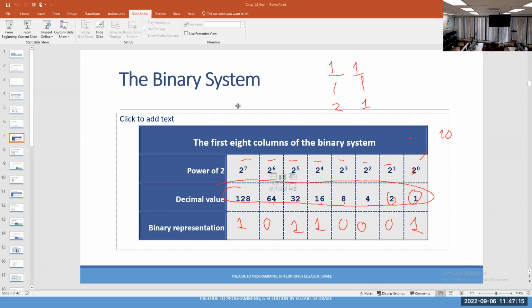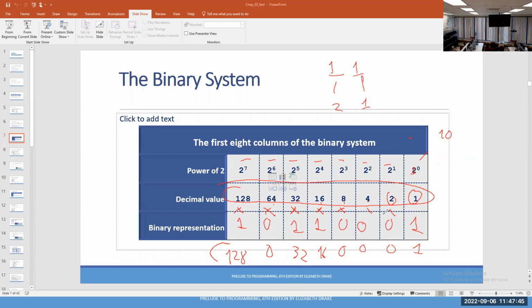Now, all you have to do is multiply it by the value of the column here, right? You just multiply it by the value of the column. So you see, you have 128 times 1, right? You have 128 here. You have 0. You have 64 times 0. You have 0 here. You have 32 here. You have the 16 here. You have 0 here, you have 0 here, 0 here, and you have 1 here.